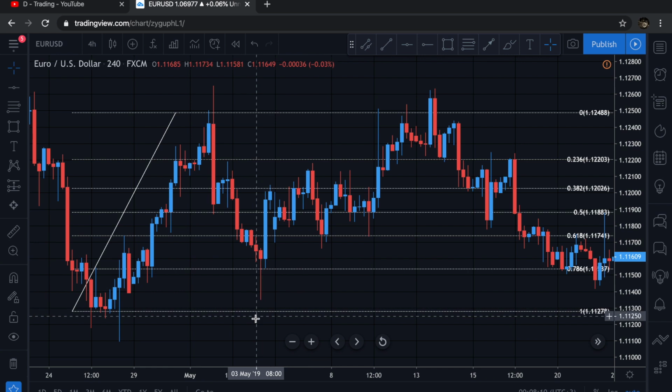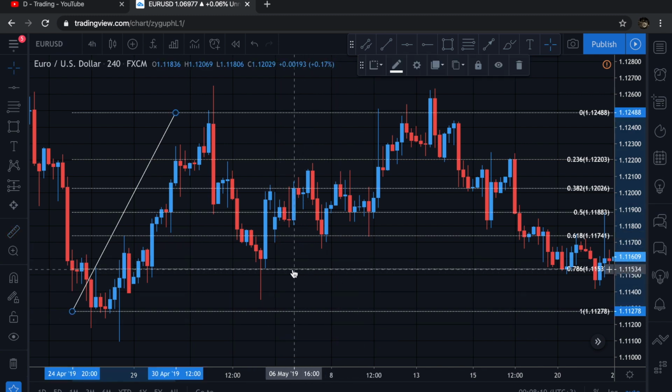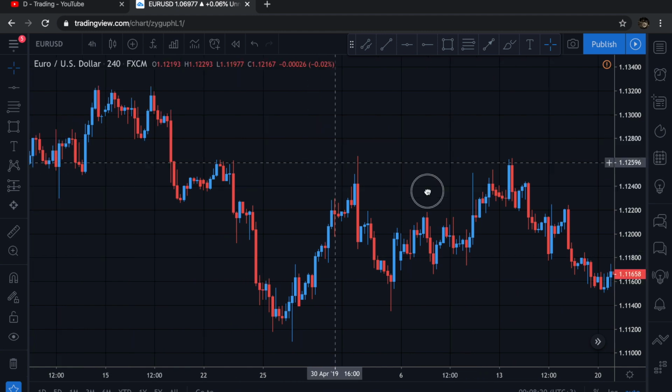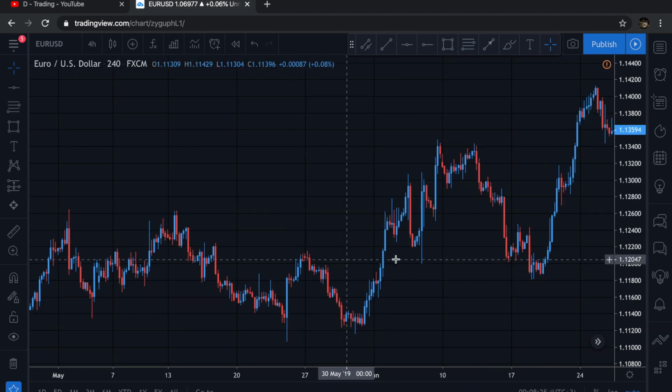But if your stop loss was over here for some reason, which is a lot of pips, yeah, 50, 60 pips, no, I don't recommend that. So that is why I don't trade these choppy situations. I just trade the trend reversal.